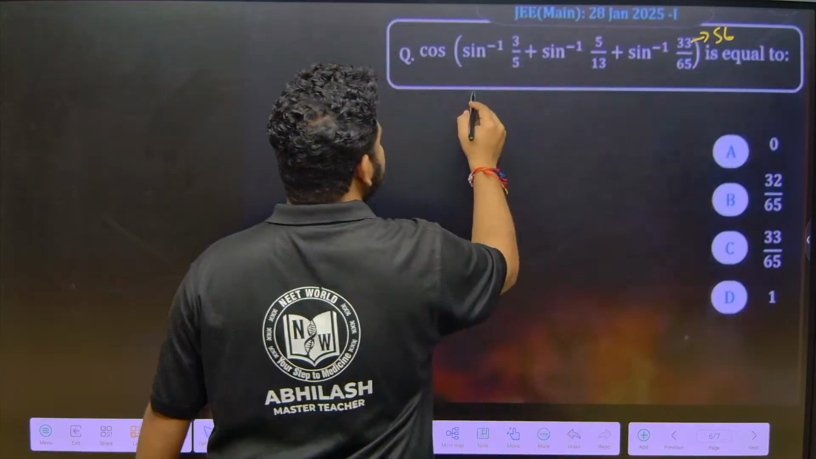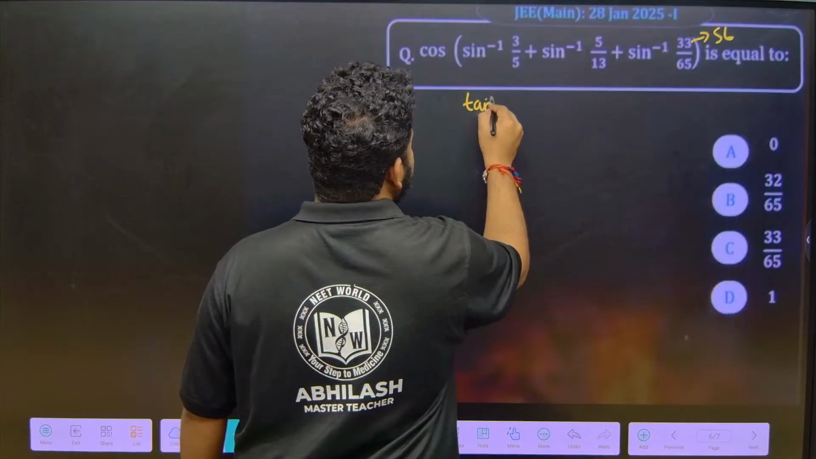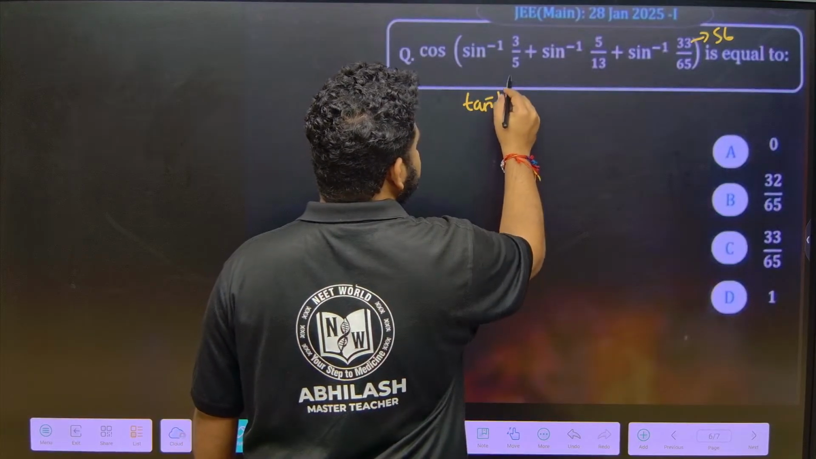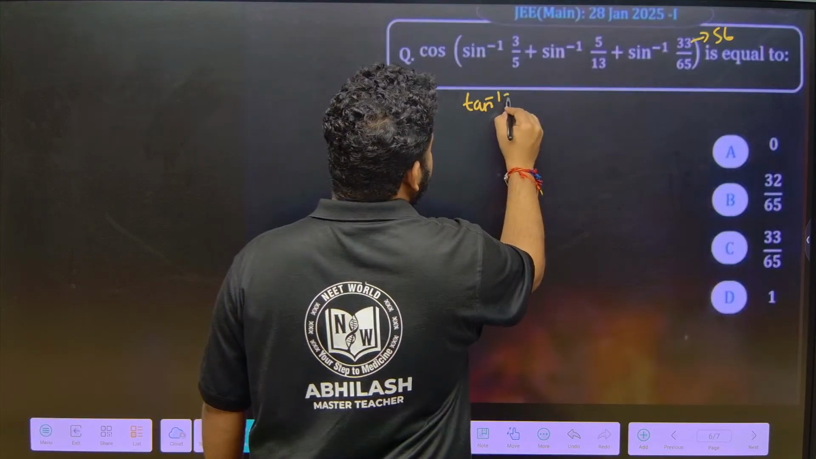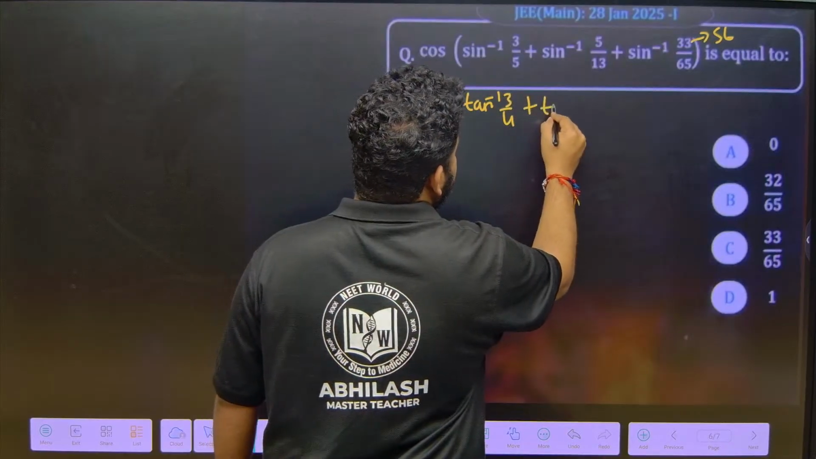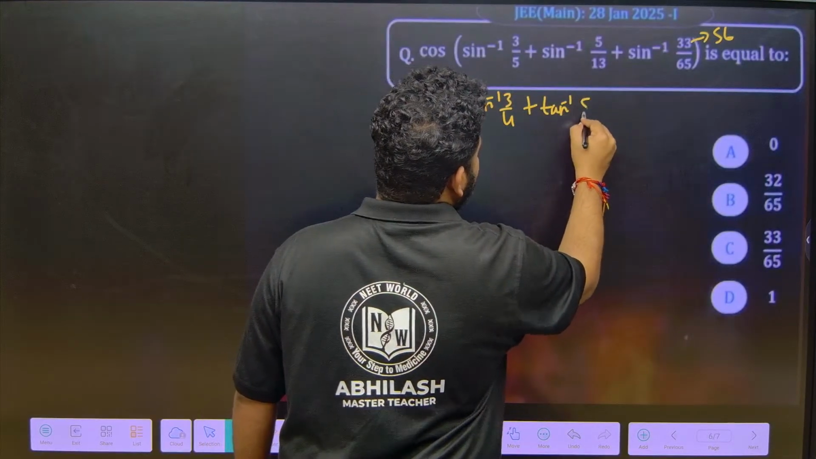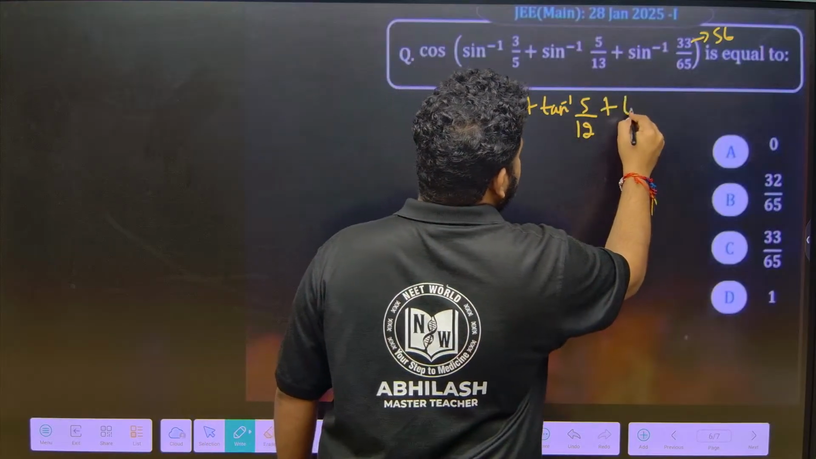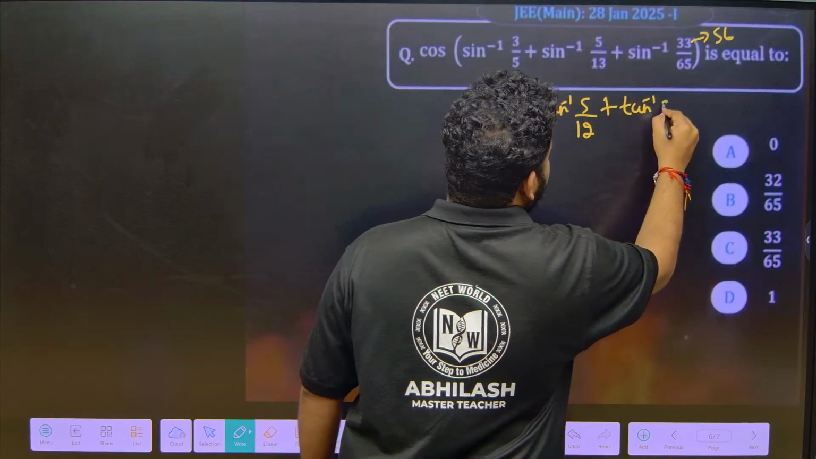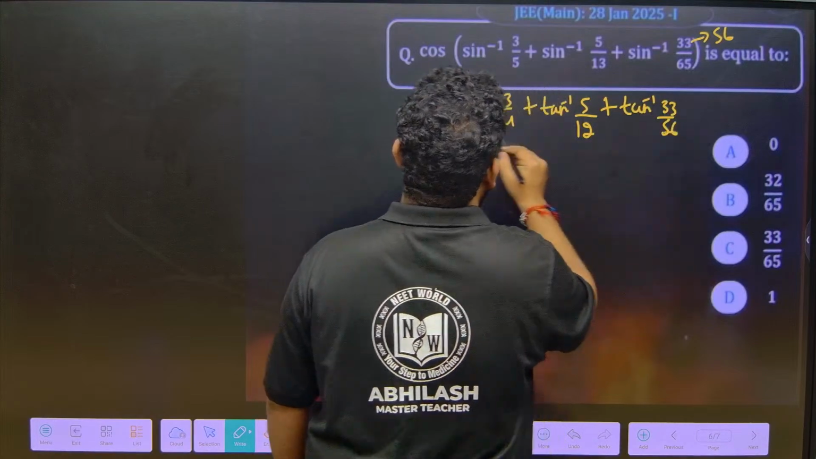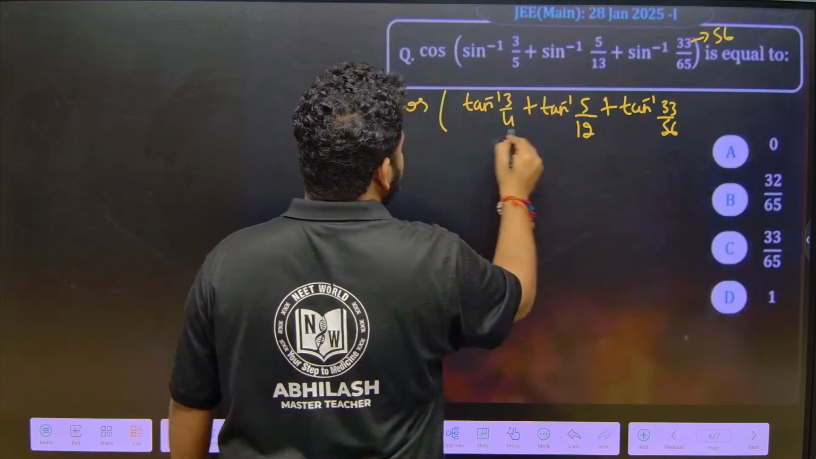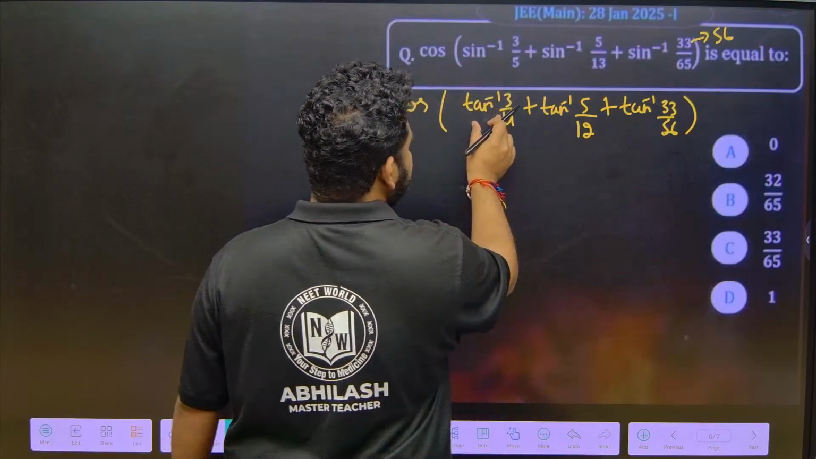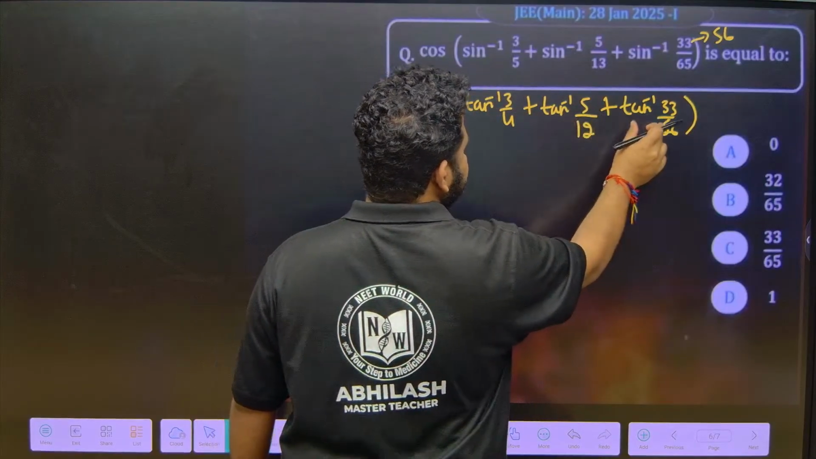So let me write it in terms of tan. This will become tan inverse of 3 by 4, tan inverse of 5 by 12, and tan inverse of 33 by 56. Okay, cos is outside. Now it is tan inverse of A plus tan inverse of B plus tan inverse of C.